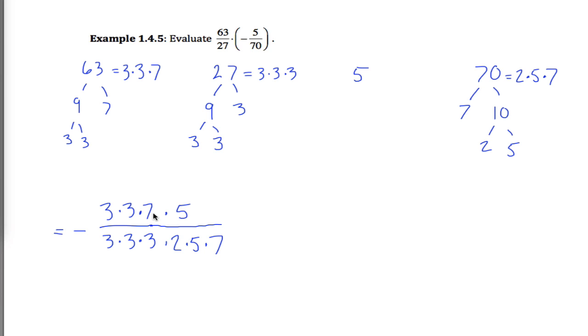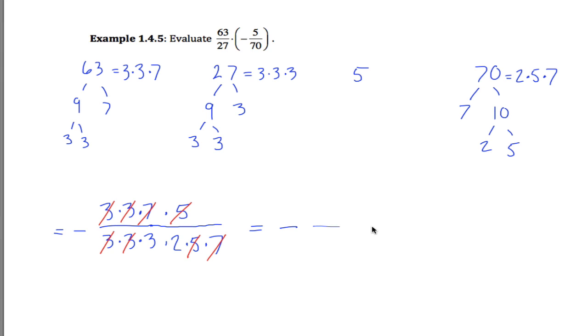I'm now to the stage where I can cancel out common factors. I have this 3 here and this 3 here, this 3 here and here, this 7 here and here, and this 5 here and here. And so in this example, what we get for our answer, remember we have a negative number because of this negative sign here. It looks like there's nothing left up top.